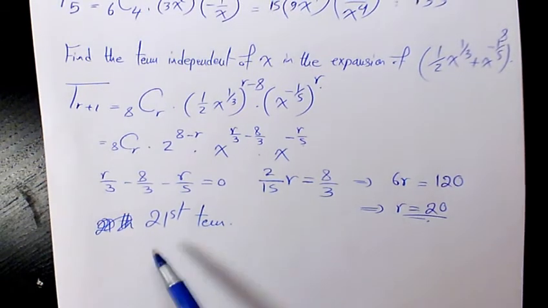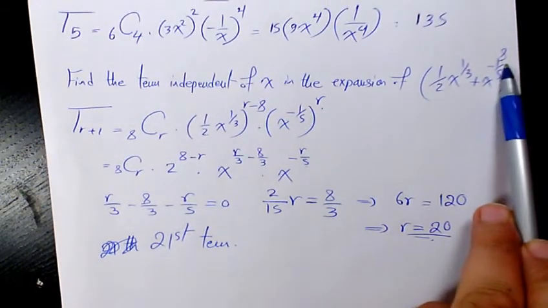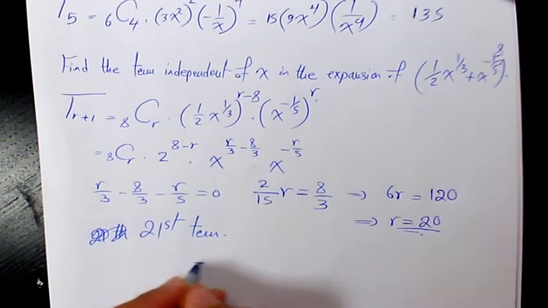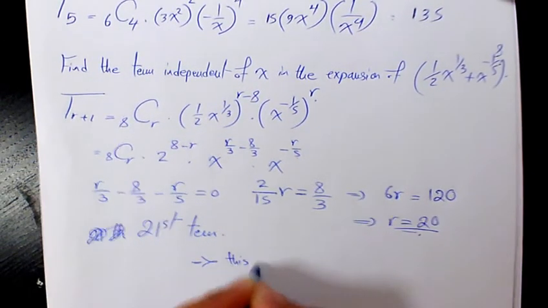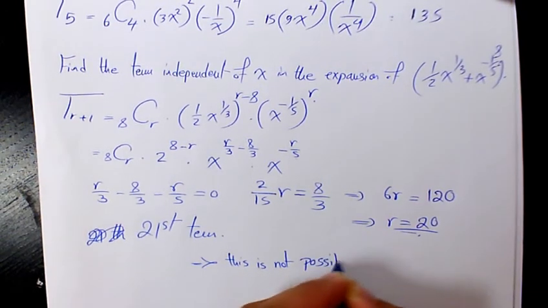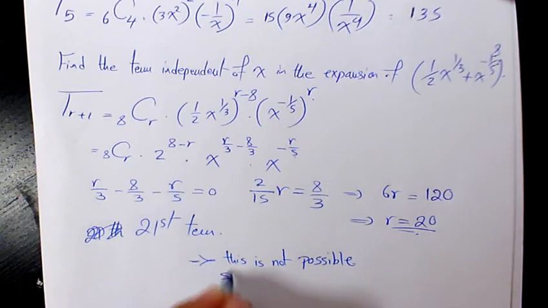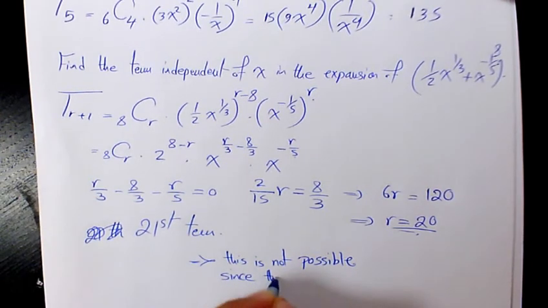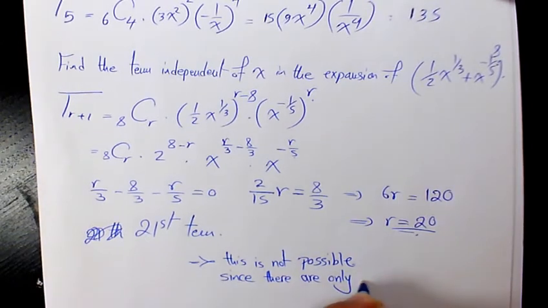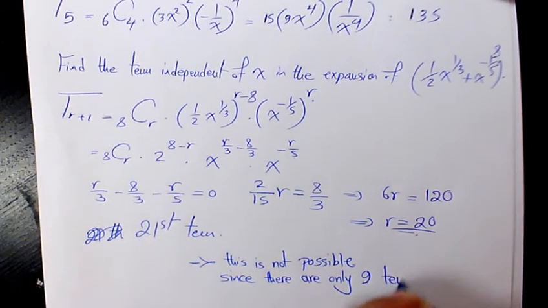However, if you look here, the index of this binomial expansion is 8. So the total number of terms we have is 9. So this is not possible, since there are only 9 terms.